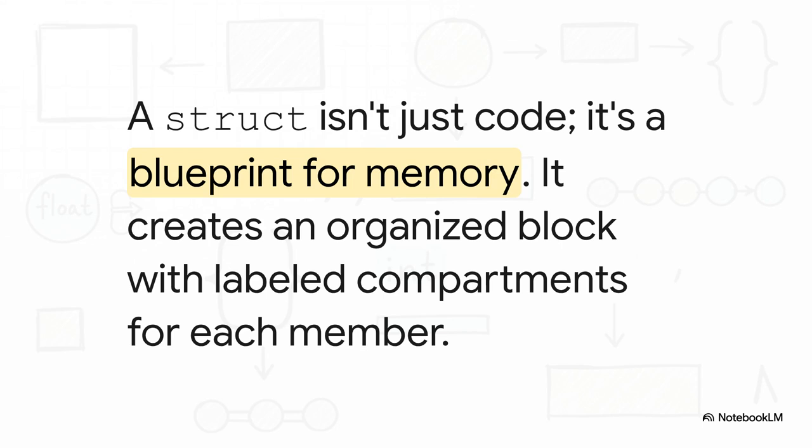And this is where it really clicks. That struct code we just saw, it's not just text. It's literally a blueprint for this, a real organized block of memory. See how it works? We've got the main box, our player, and inside it's got these nice labeled compartments for health and score. It's just a super clean way to keep your data from becoming a total mess.